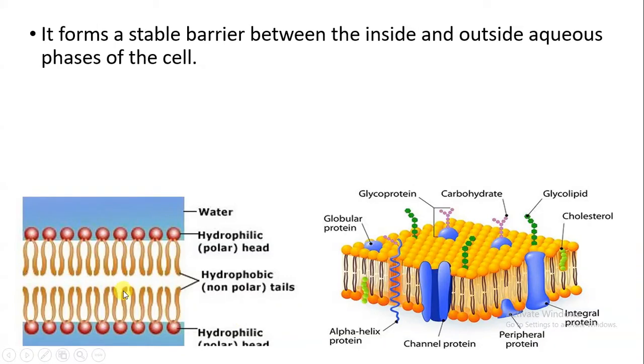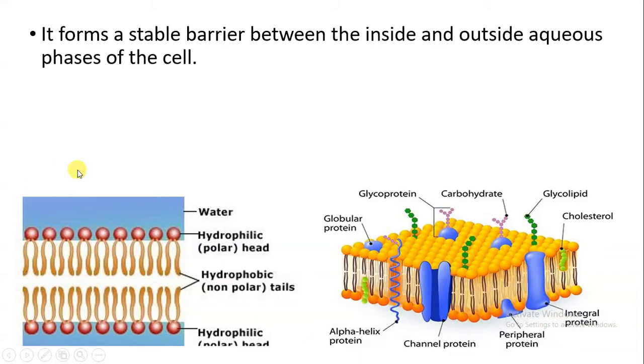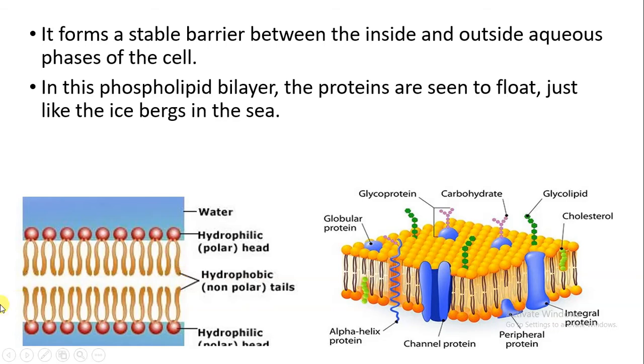So the plasma membrane forms a stable barrier between the inside and outside aqueous phase of the cell. Whenever we study a cell, suppose this is the cell. This is the plasma membrane, here there will be water, and here inside the cytoplasm also there is going to be water. In this way, the head is always towards the exposed water region, and again the head is always towards the cytoplasm, that is the water region. So in this way it is a stable membrane, and you can say it is a barrier between the inside and outside aqueous phase of the cell.